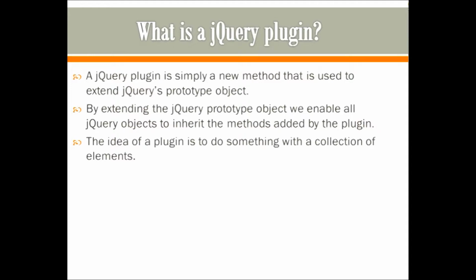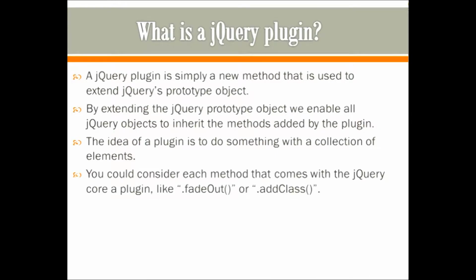The basic idea of a plugin is just to do something with a collection of elements in the page. So you want to take your method, find some elements in the DOM, the document object model, do some manipulation to it, and then return it back so that you can just utilize it. You can consider the methods that come in the jQuery core like a plugin. So if you look at fadeOut or addClass, once you create a plugin or once you actually utilize someone else's plugin, it would be similar to that. You would just use a dot, whatever the method or plugin name is.